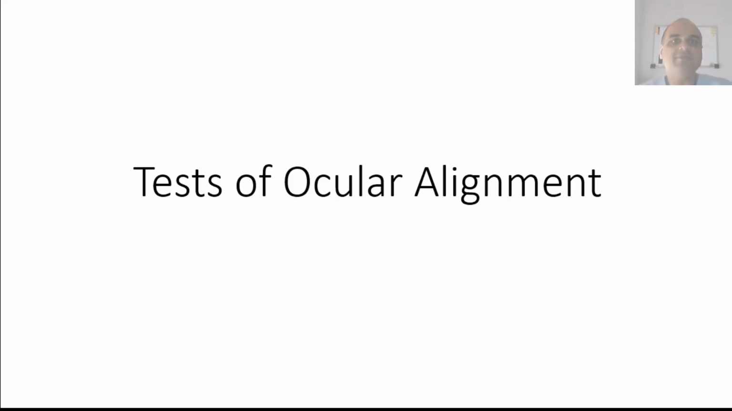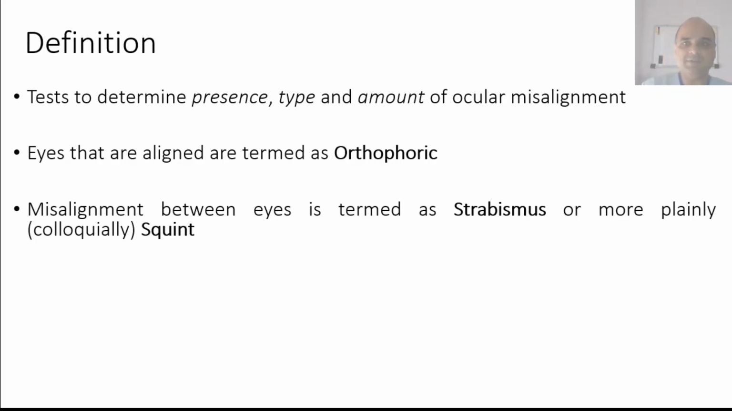Before we actually get into the nitty gritty of the test, we'll just go over some definitions. What are these tests of ocular alignment? Well, they are there to determine the presence of, the type of, and the amount of ocular misalignment. So, what is ocular misalignment? Misalignment is when both of your eyes are not aligned or straight. When both of your eyes are aligned or straight with respect to one another, that is called orthophoria, and that state is an orthophoric state. When there is a misalignment between the eyes, that is called strabismus, or more colloquially, in plain language, a squint.